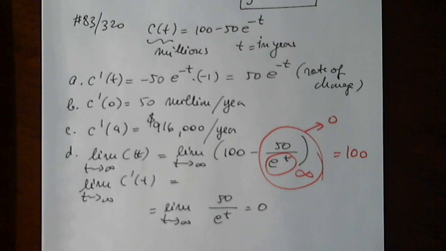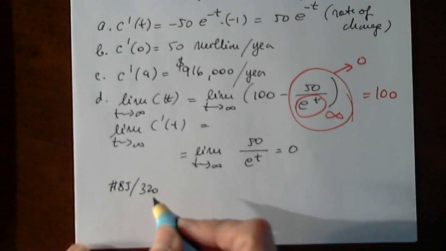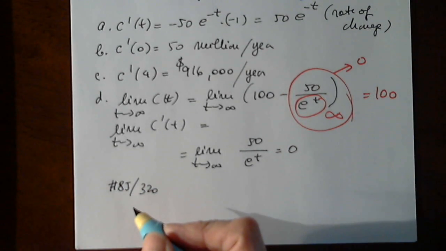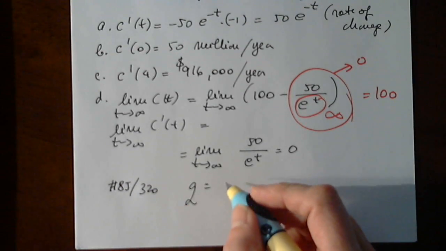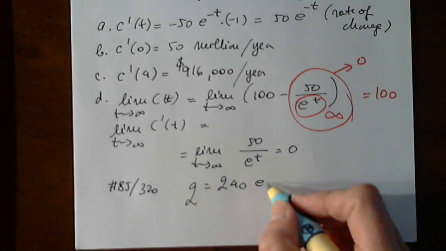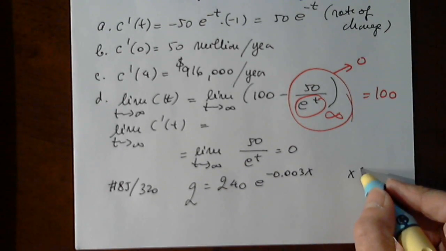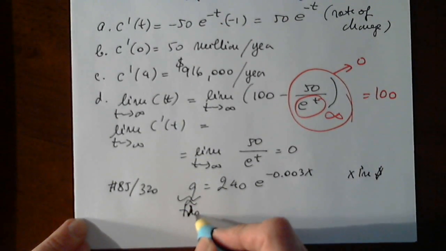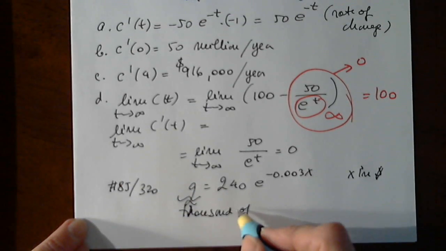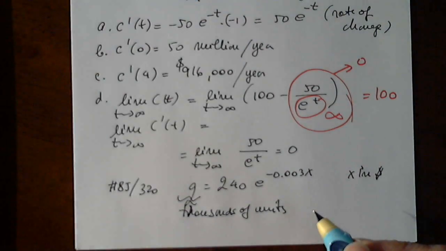Anything else here? Maybe one more problem and then we can move on. So 85, same page, 320. At a price of X dollars, the demand in thousands of units for a certain music player is given by the demand function Q equals 240 e to negative 0.003 times X. One more time, X in dollars, Q in thousands of units. Okay, very good. I don't want to forget that.